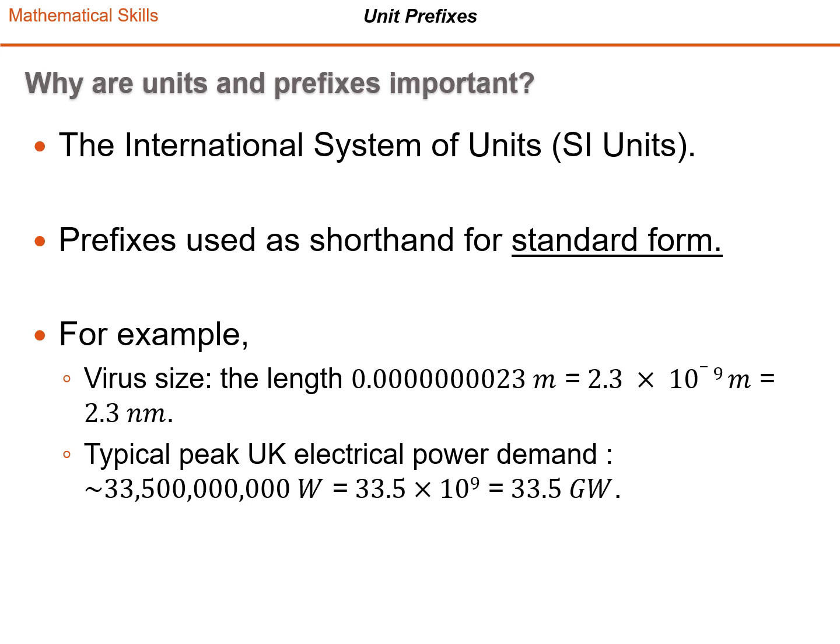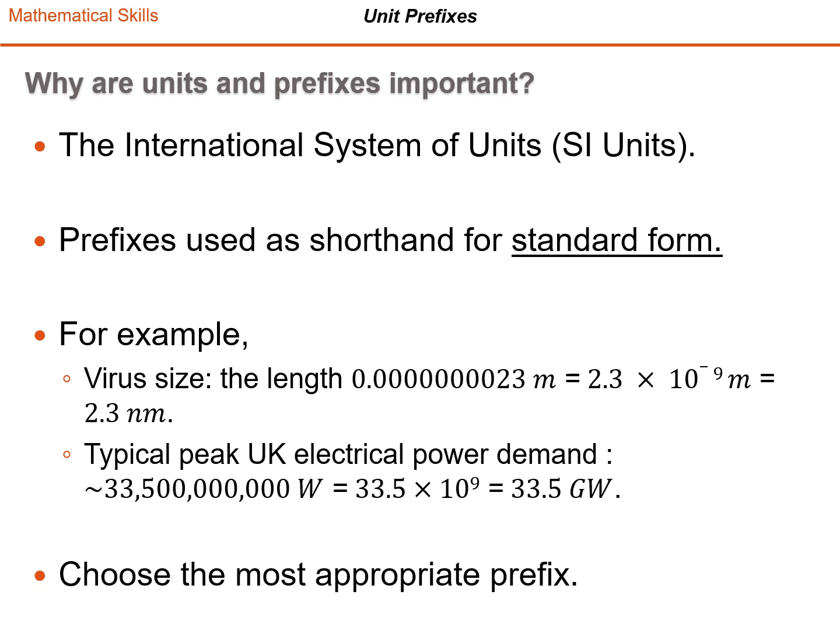Here's another example, a more physics example. The typical peak UK electrical power demand is around 33.5 billion watts. We can express that as 33.5 times 10 to the power of 9, or much simpler, we can talk about that as 33.5 gigawatts. The key bit of knowledge that we need to have there is that giga means 10 to the power of 9. Or if you like, when you see giga, you need to think billion. So those are the key things there.